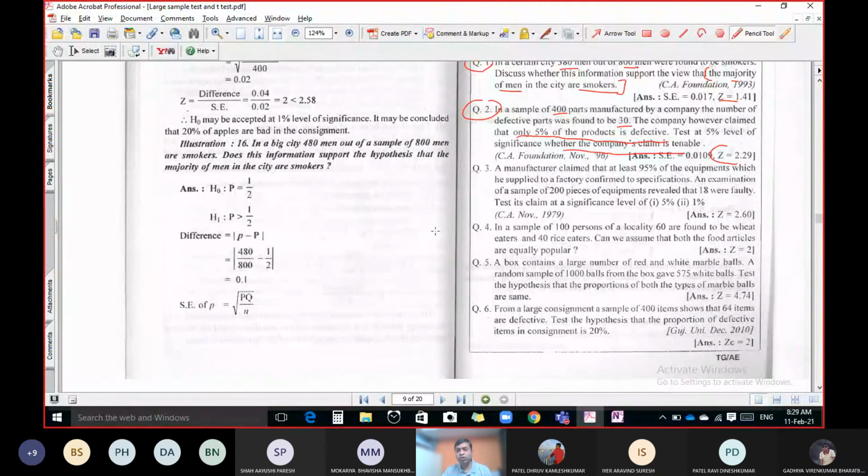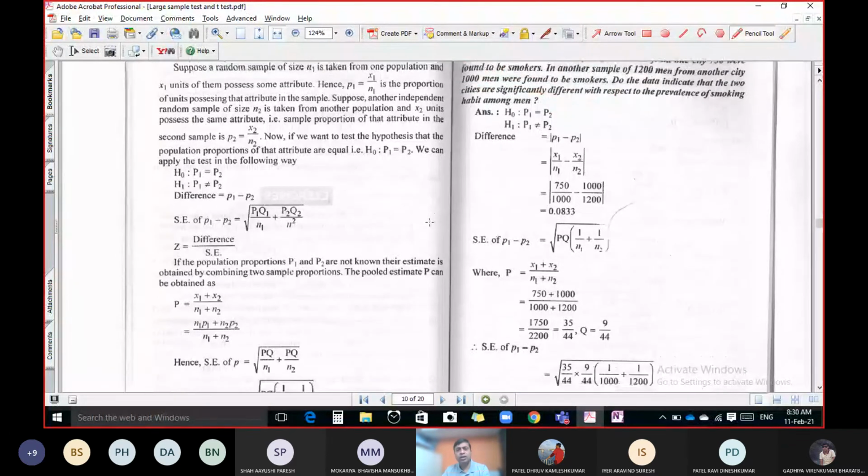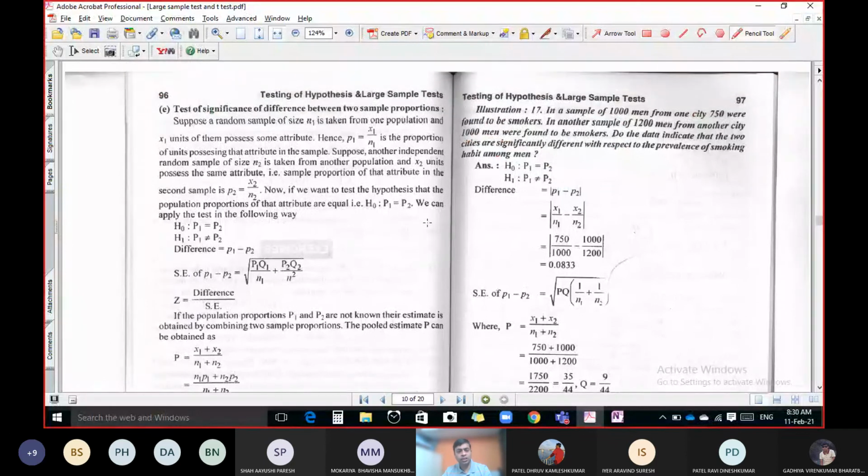Remaining four questions you can solve by yourself. If you find any difficulty, we will discuss it in our next lecture. Next test, that is test 5.